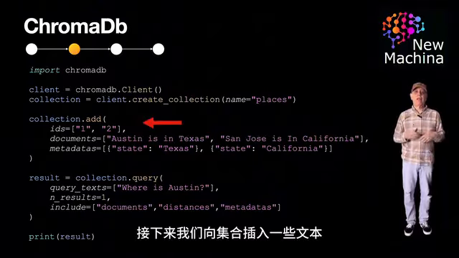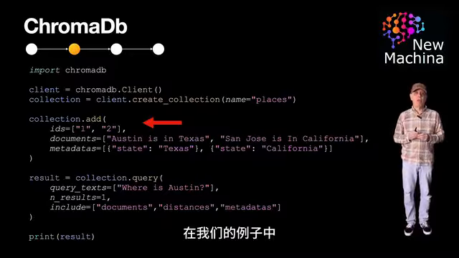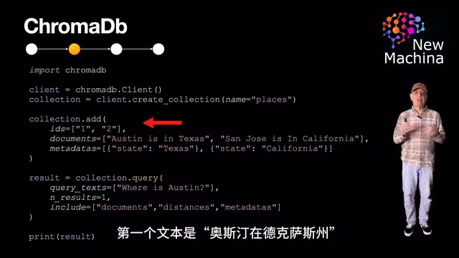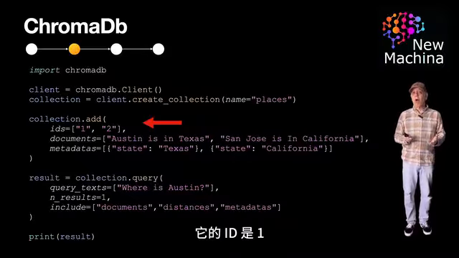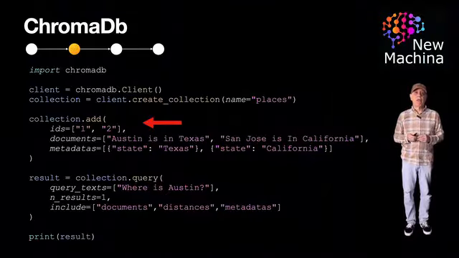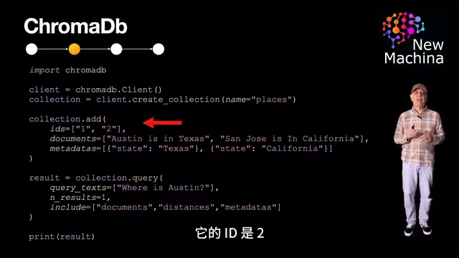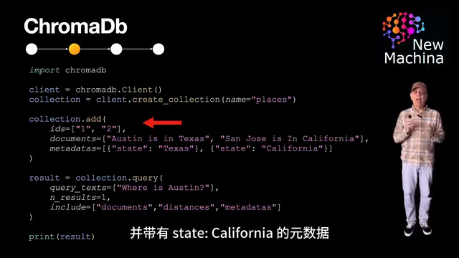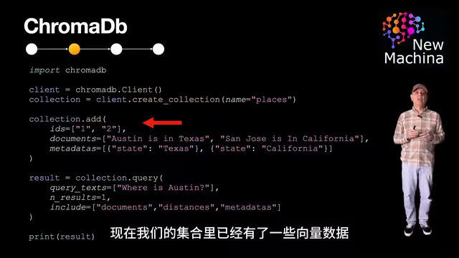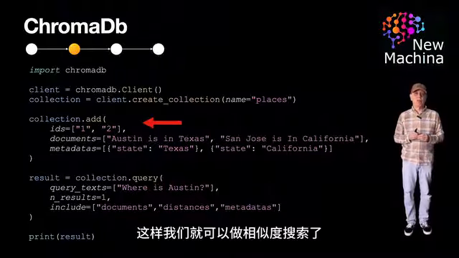Next, we insert some text into the collection, and it is converted into vector data that ChromaDB can work with. In our example, we insert small text documents. The first text document is "Austin is in Texas." It will have an ID equal to 1 and a key value metadata of state equal to Texas. The second text document is "San Jose is in California." It will have an ID equal to 2 and a key value metadata of state equal to California. Now, our collection contains some vector data along with text documents so we can perform our similarity search.